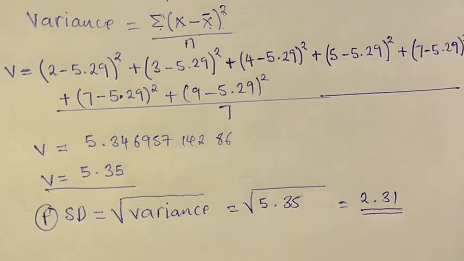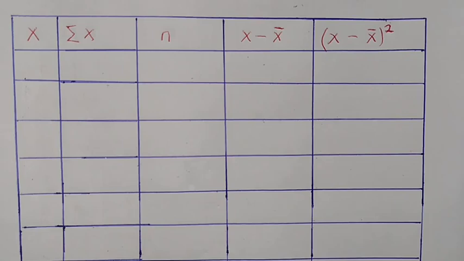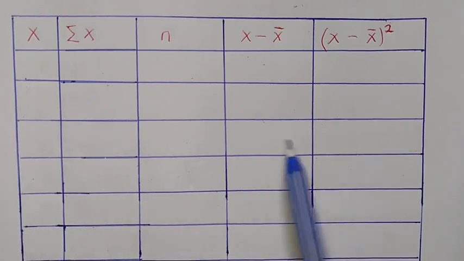The method I've used is the formula method. You can also use the table method. Let me show you how you can use the table method to calculate the mean, the variance, and the standard deviation for ungrouped data. For the table method, you need to draw a table like this.